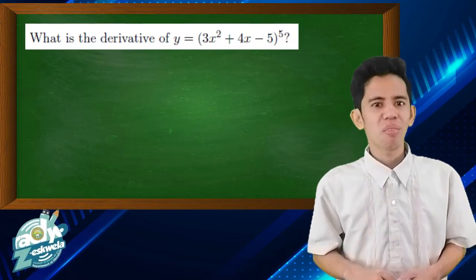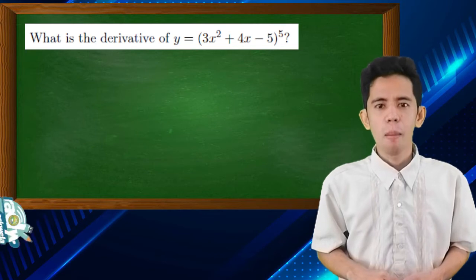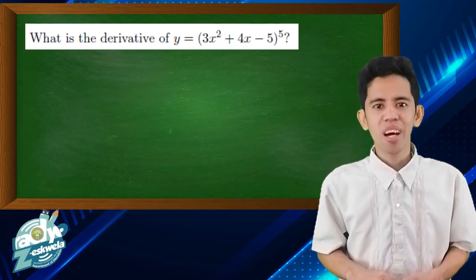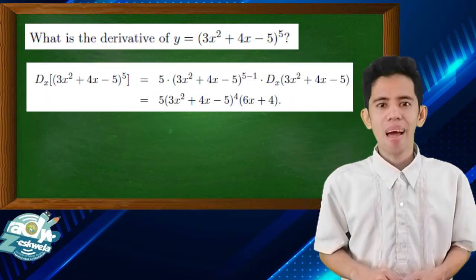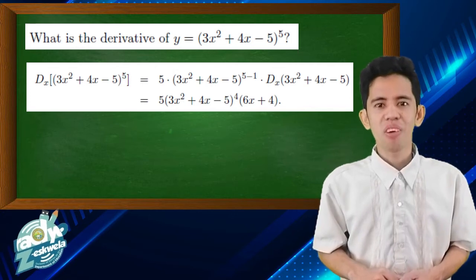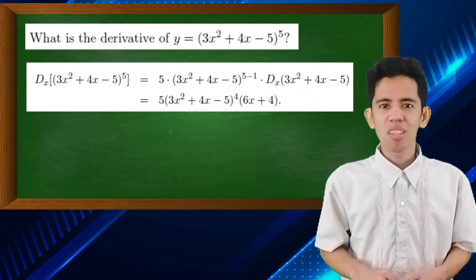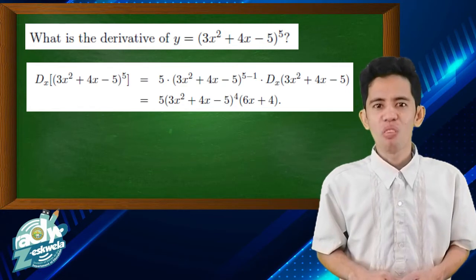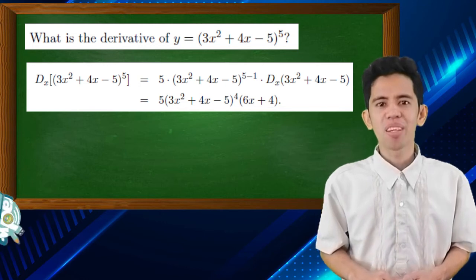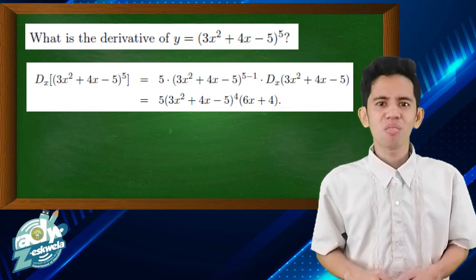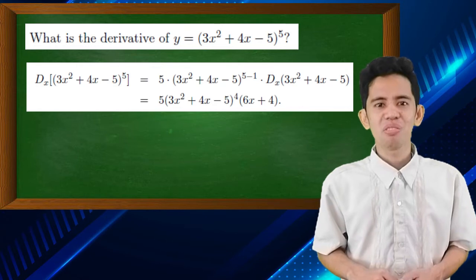What is the derivative of y is equal to quantity 3x squared plus 4x minus 5 to the power of 5? The derivative of 3x squared plus 4x minus 5 to the power of 5 is equal to 5 times quantity 3x squared plus 4x minus 5 to the power of 5 minus 1 times the derivative of 3x squared plus 4x minus 5.